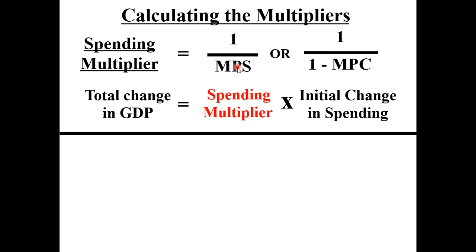So if government increases spending by 5 billion, well, the question will give you the marginal propensity to save or the marginal propensity to consume. Figure out what the spending multiplier is, and then take the 5 billion times the multiplier, and that will tell you how much the economy will actually grow, because you've got to take into account that spending multiplier.